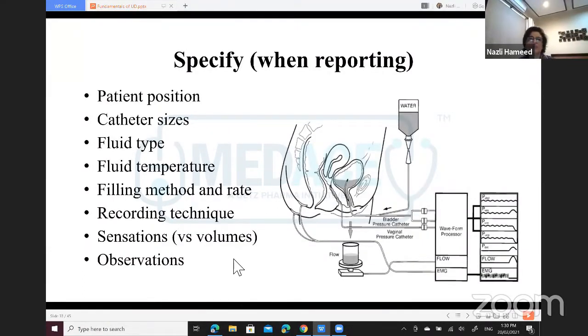Once we have completed the investigation, we report. While reporting, it is better that we specify the position in which the test was performed, the catheter size which was used, the fluid type, the fluid temperature, filling method and rate, and then the recording technique, and sensations, which are marked as FD.